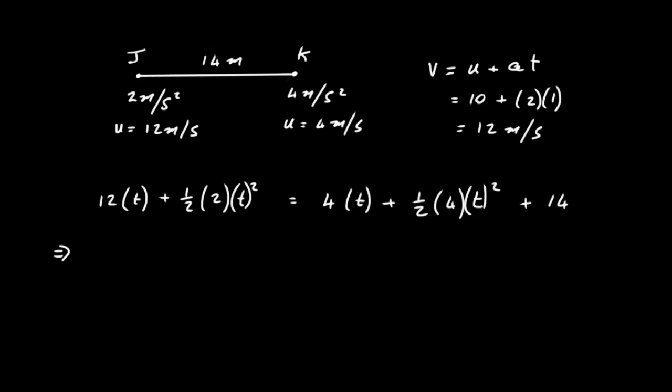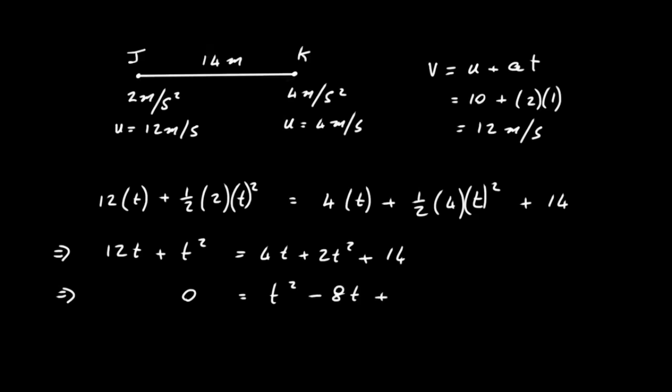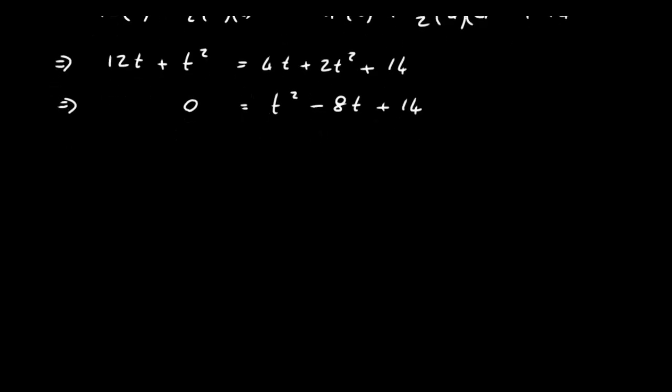So let's see, we have 12t plus t squared is equal to 4t plus 2t squared plus 14. Let's just bring everything over to the right hand side here. 2t squared minus t squared is t squared. 4t minus 12t is minus 8t, and then we've got plus 14 here. So let's just solve this. We're going to have to solve this using the quadratic formula.